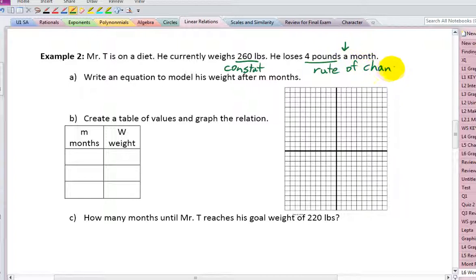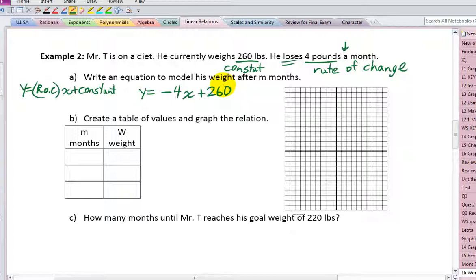So please underline this and make a note so you can start recognizing this in your word problems. Don't just stare at the screen, actually underline it. Highlight A, that's a very key word. Okay. So write the equation, y equals the rate of change times x plus the constant. So when you lose, what kind of number is that going to be? It's going to be -4. So you're losing -4 times x plus 260.